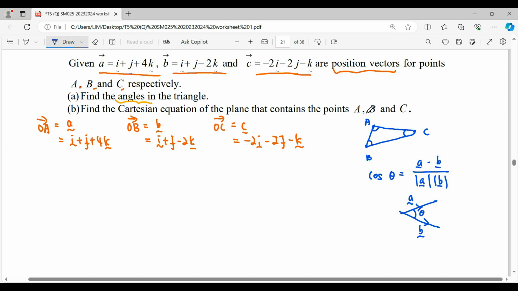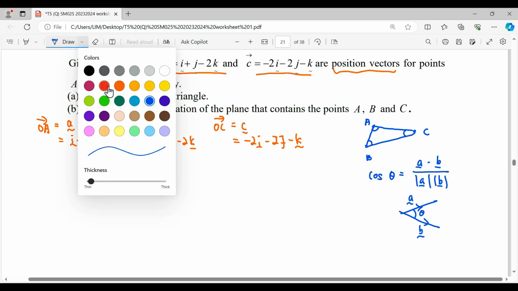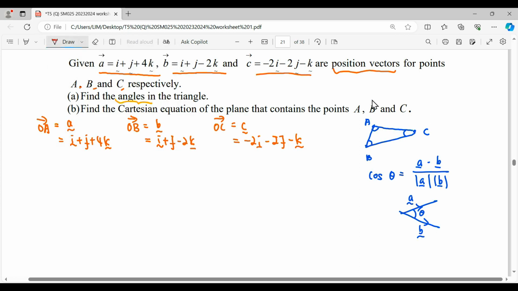To find angle A, the angle here, you need to find the vectors enclosed by this angle. This is the first vector, this is the second vector, so this will be our vector A and this our vector B. So we need to find vectors AB and AC, which are enclosed by angle A.